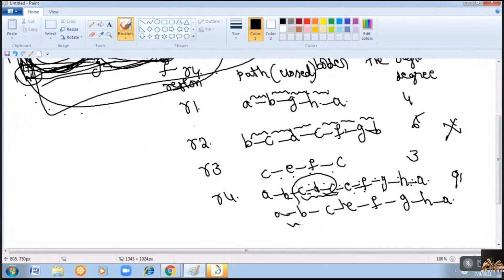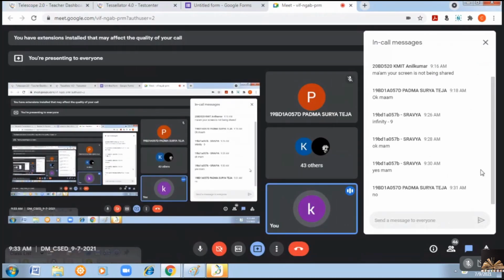Now what is the length? 1, 2, 3, 4, 5, 6, 7. 7 is the correct answer. Clear? The degree of region 4 is 7. It is not 9. We have to include only the outer border. This is about regions and the degree of a region. Is it clear, ma?